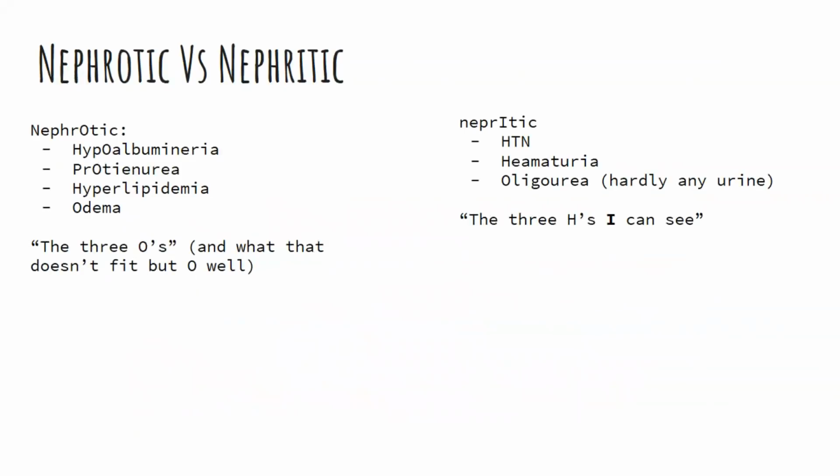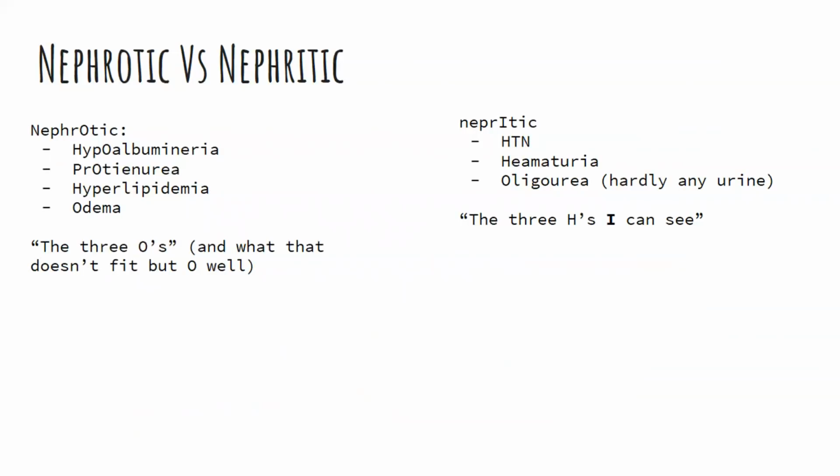Okay, so now we're nearly done. So we'll go through nephrotic versus nephritic syndromes. This is really a way to divide kidney injury. The way to think about it is the 3 O's and then the 3 H's, and we can talk through that.